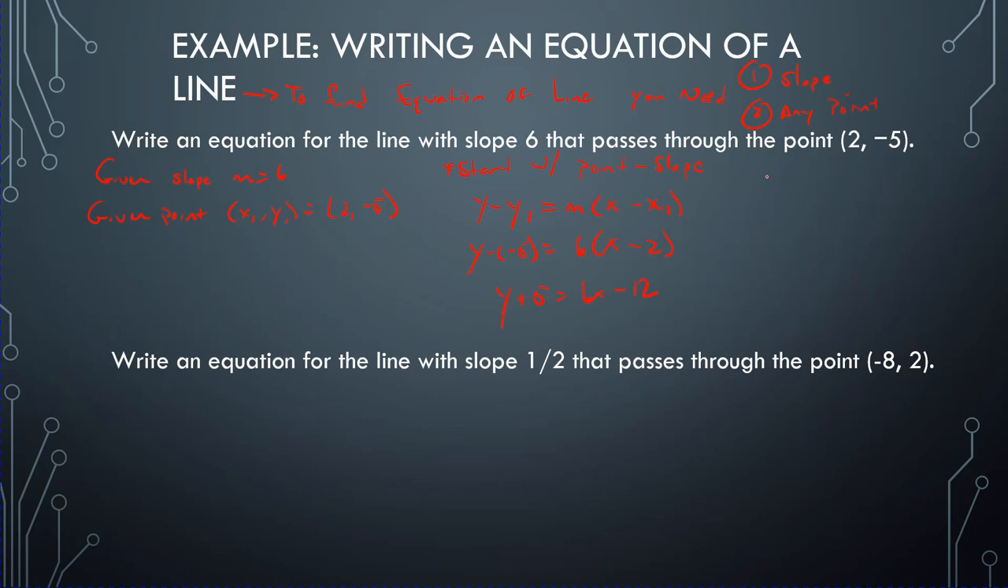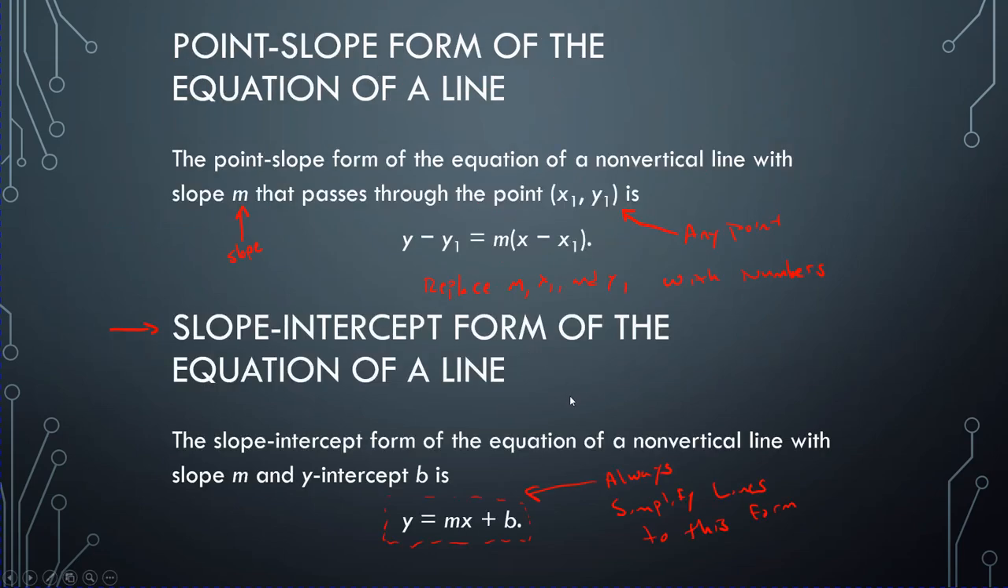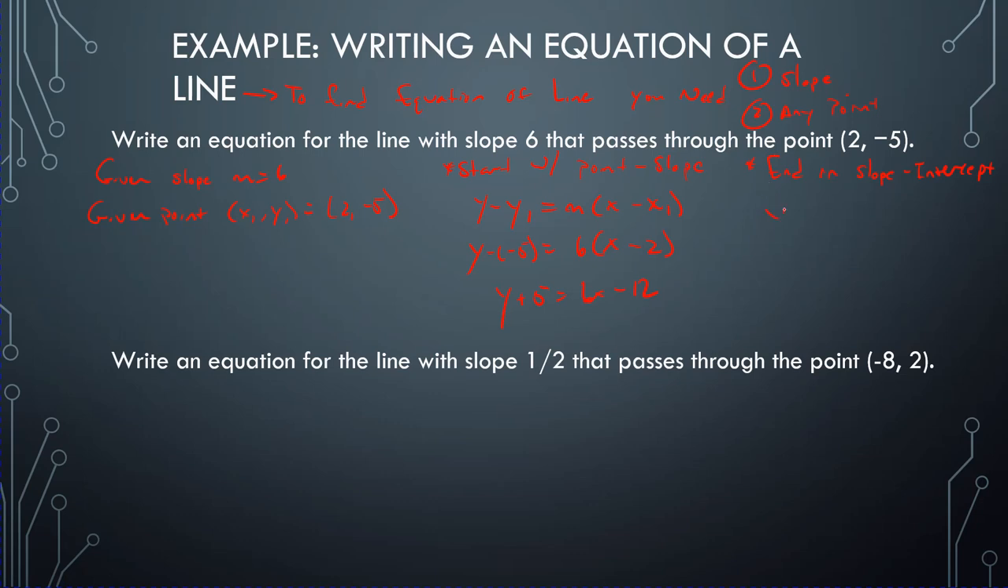And now all you want to do is end in slope-intercept form. So what you've got to do, if you look here, slope-intercept form has the y by itself. So you're going to take this equation, y plus 5 is equal to 6x minus 12, and you're just going to move the 5 over. So you get y is equal to 6x minus 17. And there you go. Boom. You got it right there.